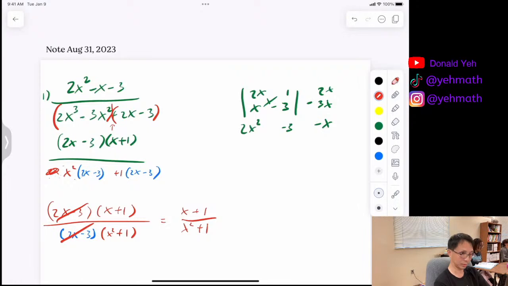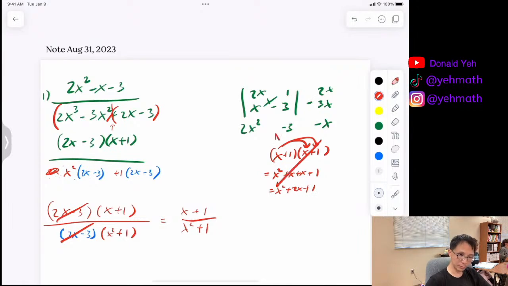Can you expand the one on the bottom, x plus 1 times x plus 1? No, you break the math right there. Think about it: x plus 1 squared is called a perfect square trinomial. That's equal to x squared plus x plus x plus 1, which is x squared plus 2x plus 1. So therefore, this does not equal that.